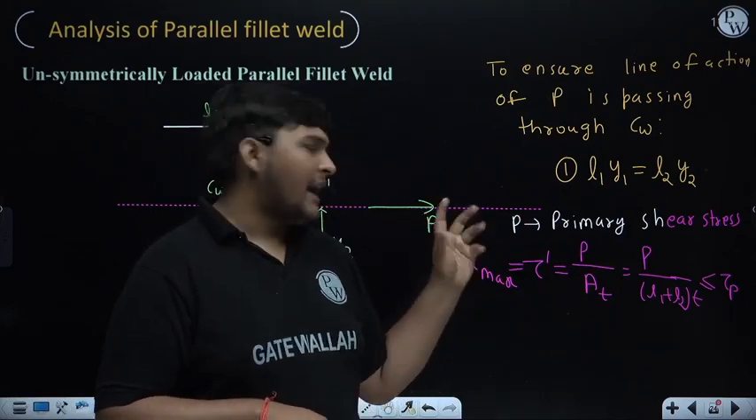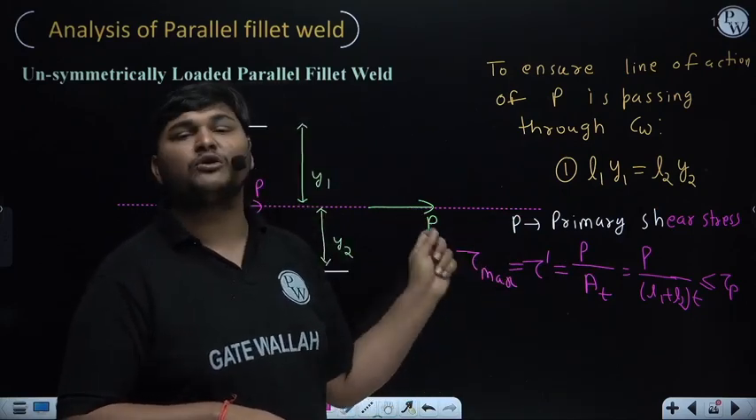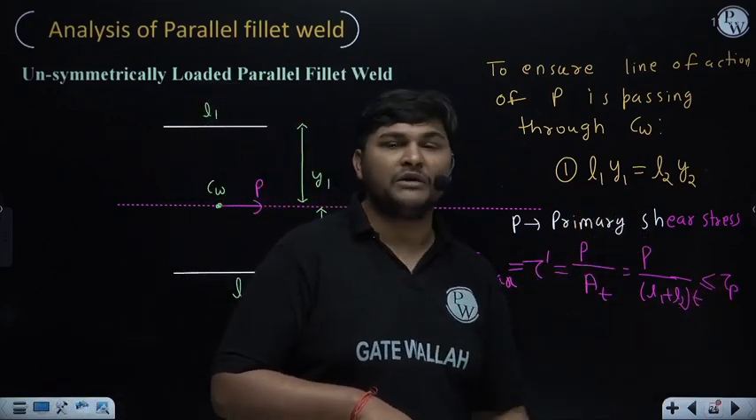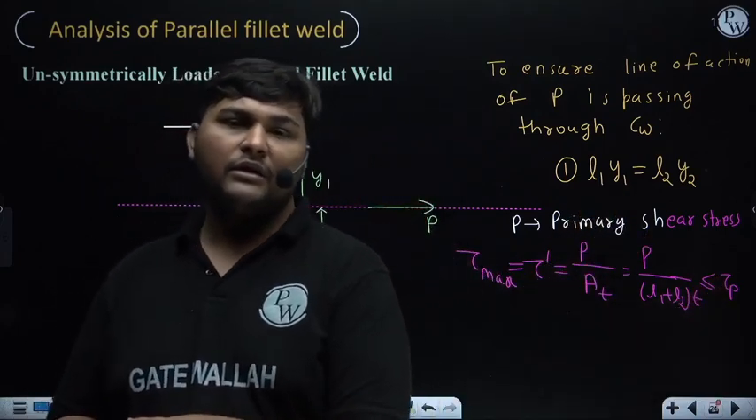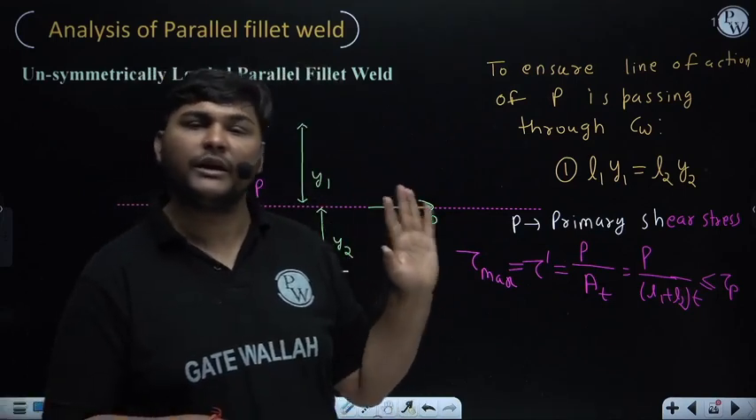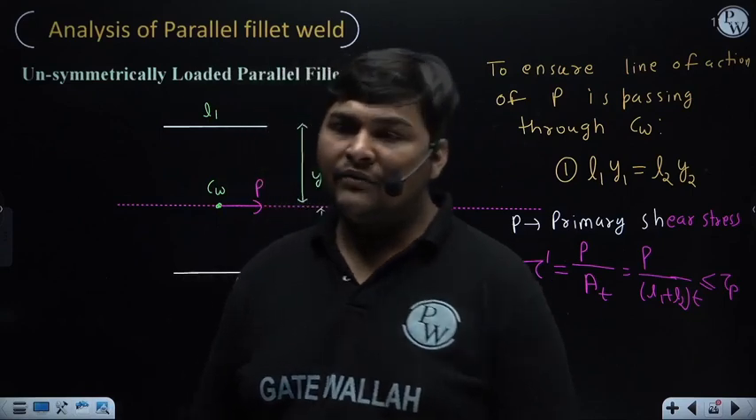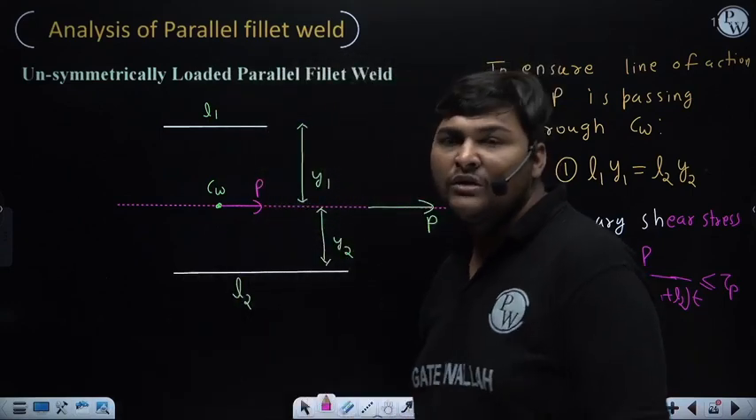Very simple. And it will be overall maximum shear stress, because no other stress is coming in the weld, which should be less than or equal to the permissible shear stress of the weld material. So here these two equations are important. It is the analysis of unsymmetrically loaded parallel fillet weld. Based on this concept, I am solving one question.